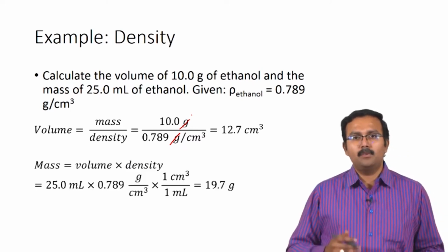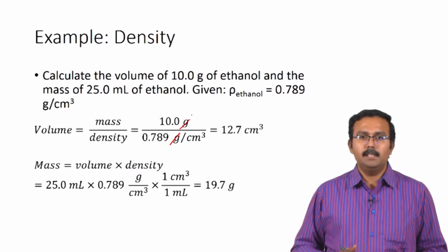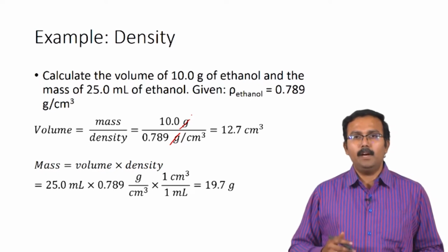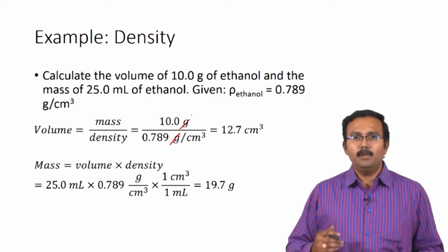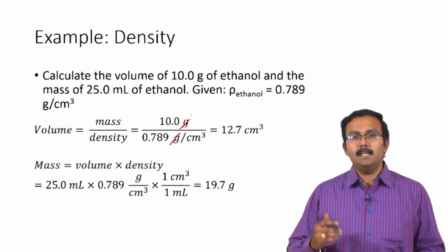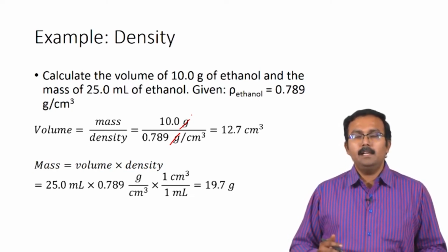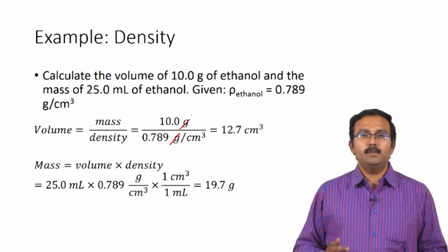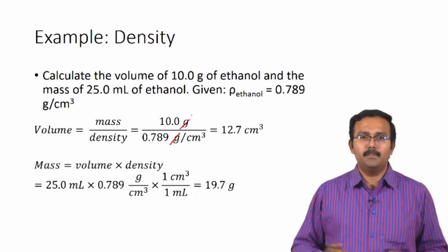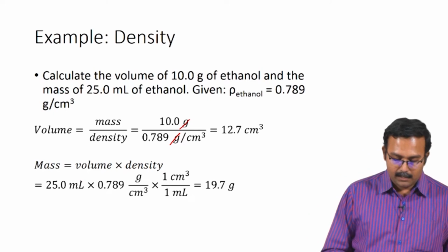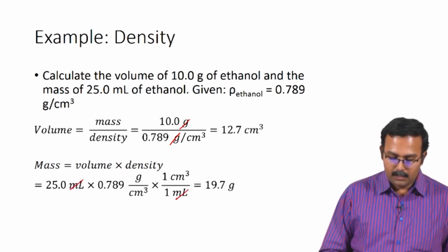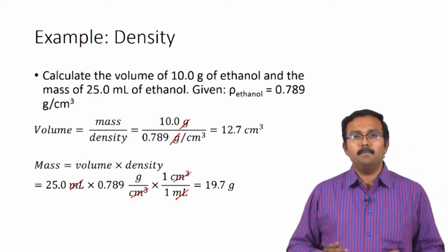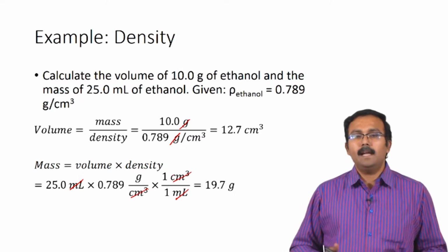When we calculate the mass of 25 ml of ethanol, what we do here is volume times density which is 25 ml times density which is 0.789 grams per centimeter cube. If you look at the third term, I would have used 1 centimeter cube per ml. Although numerically this conversion factor will not make a difference, writing this is a good practice which ensures that you do not make mistakes while performing conversions. So, the ml gets cancelled off and so does your centimeter cube, thereby you are left only with grams which is the mass. So, the final answer for this would be 19.7 grams.